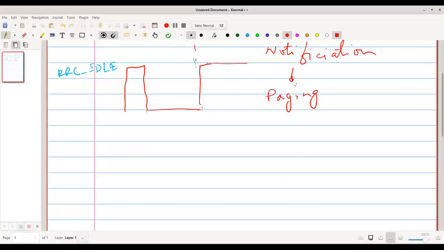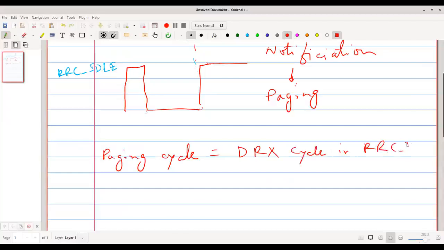Okay, so it turns out that the paging cycle is equal in length to the DRX cycle in RRC idle mode.